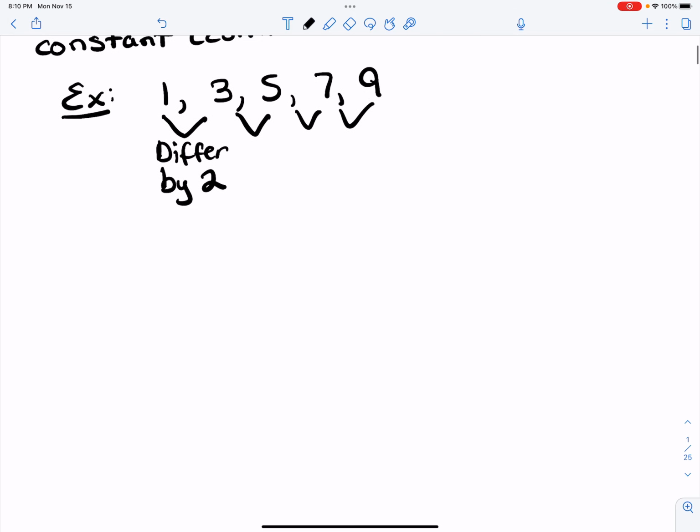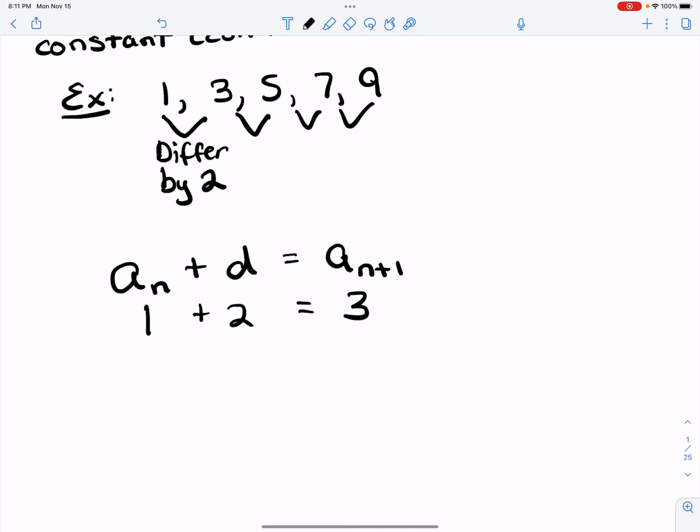If you want a generic, mathematical way of talking about this, you could say that in an arithmetic sequence, you can take some term a sub n and add in that common difference, and that's going to get you the next term up, a sub n plus 1. So in this case, if a sub n is 1, you can add 2 and you get 3, the next term. Or if a sub n is 5, you could add 2 and get 7, the next term.